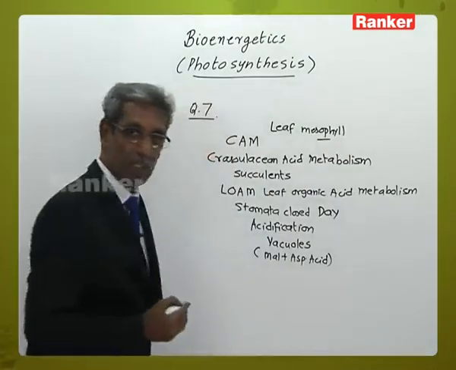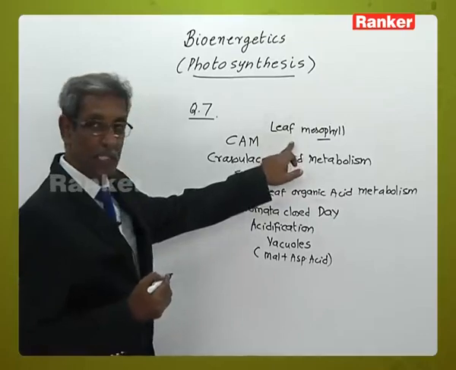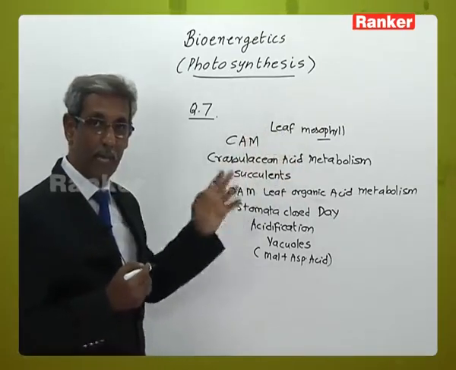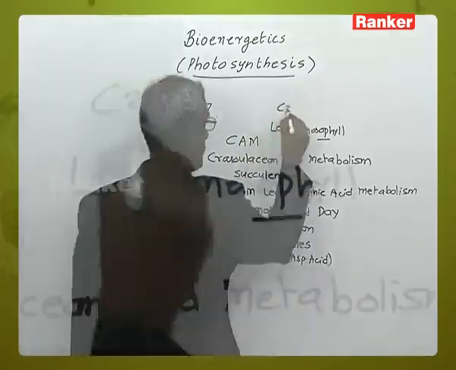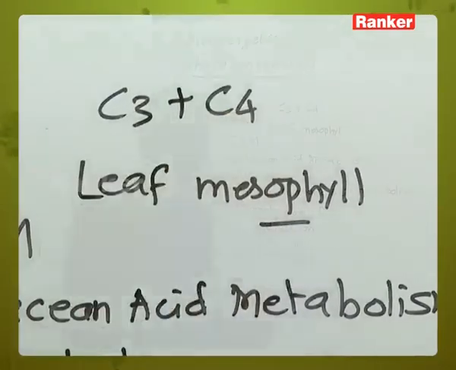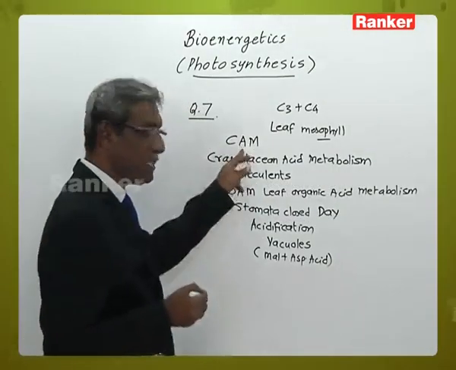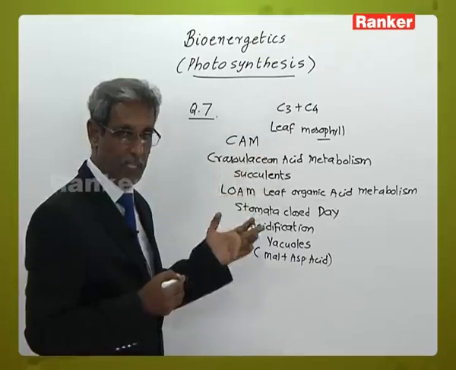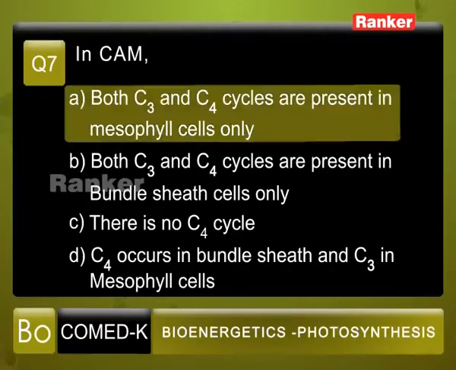So there is no presence of a bundle sheath cell. All leaf mesophyll tissues carry both C3 as well as C4 photosynthesis, and it's a specialized sort of photosynthesis to avoid stress. Hence the answer is A.